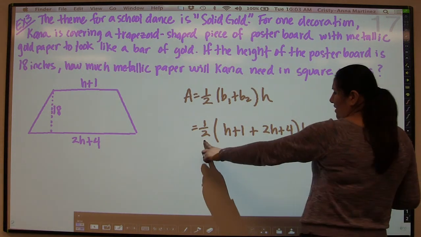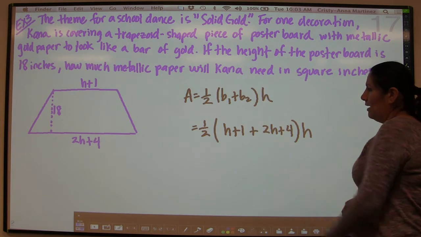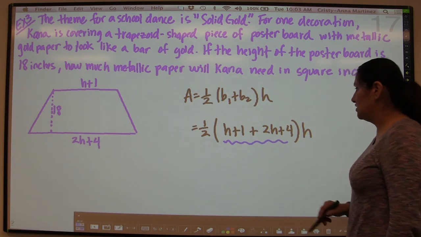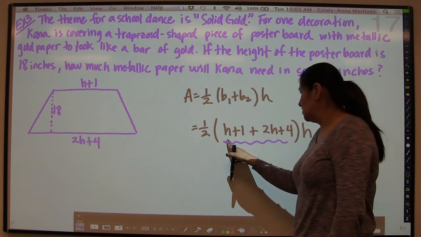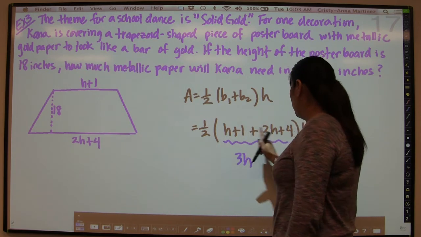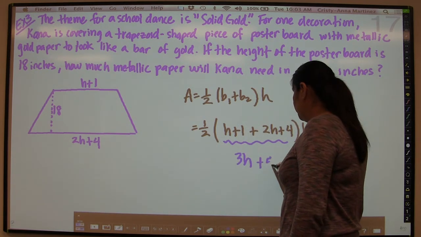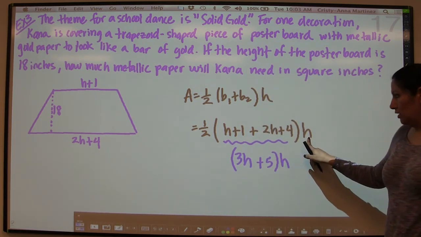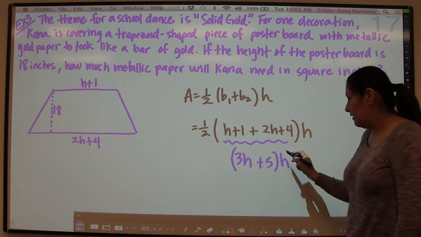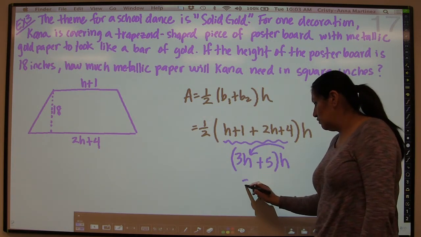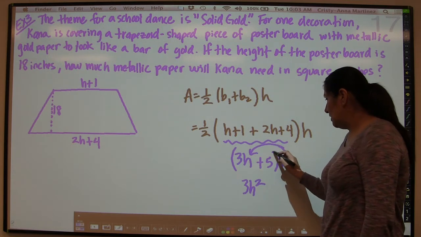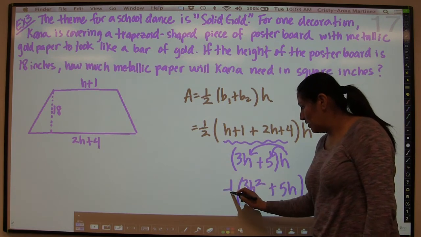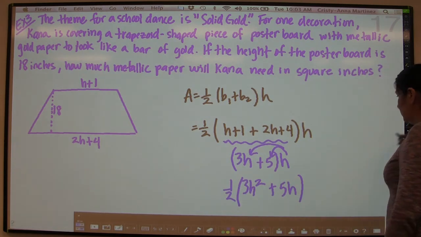Okay, so you have a 1/2 in front and an h in the back, but probably the easiest way to do this is to simplify what's inside these parentheses first. So 2h and 1h is going to give us 3 h's, and 1 plus 4 is going to give us 5. And then we're going to multiply, because we have an h out here, right? So we have to distribute this h to everything inside. So h times 3h is going to give you 3h squared, and h times 5 is going to give you 5h. But then, of course, you still have this 1/2 out here as well. And the 1/2 also needs to get distributed.